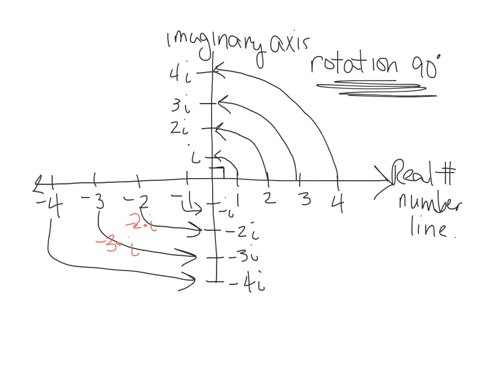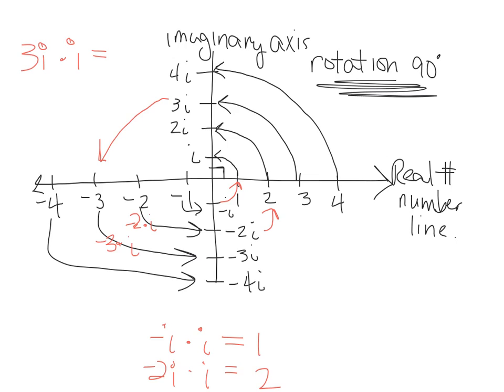All right, what happens if I take my vertical numbers and I multiply those by I? So here, if I have negative I, if I multiply negative I times I actually get 1. Okay, negative 2I times I get 2. Okay, if I take 3I and I multiply it by I get negative 3, etc. Okay, so that's when I'm rotating the point 90 degrees counterclockwise.